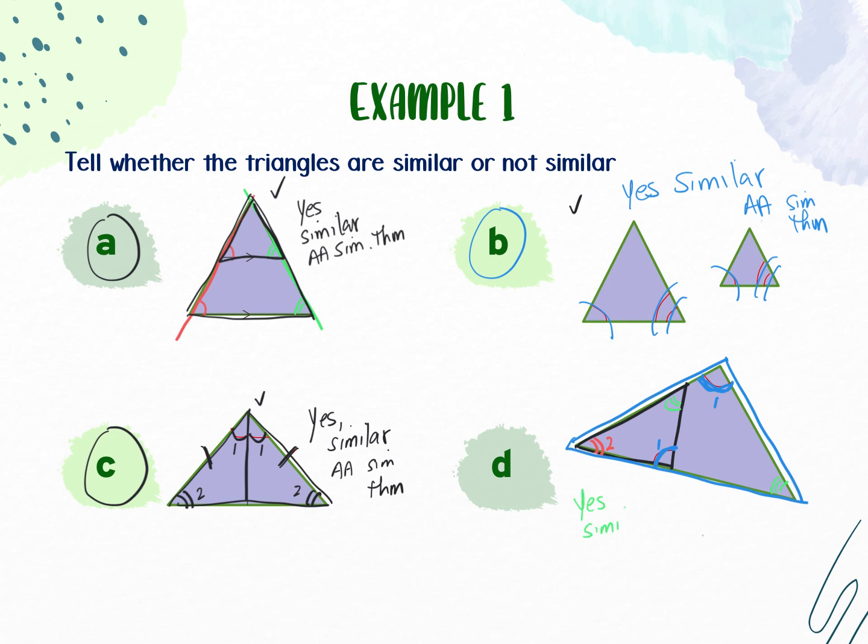So as far as I can see it, all 4 of these are similar because we're able to prove it through the angle-angle similarity theorem all 4 times. Obviously, some required other strategies and really thinking a little bit more outside the box, and B and D might have been more straightforward.